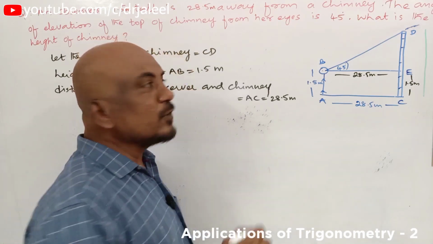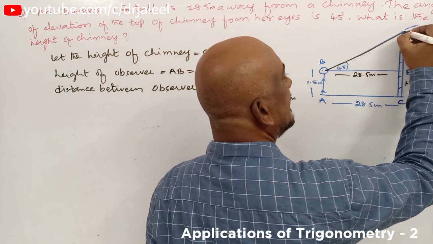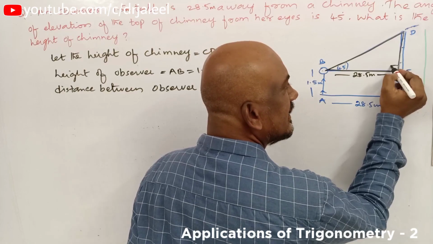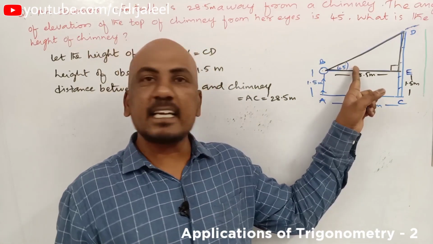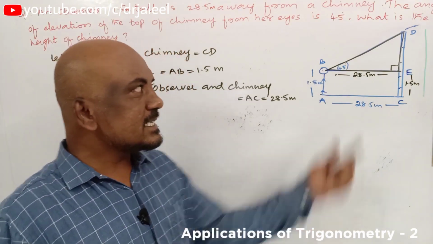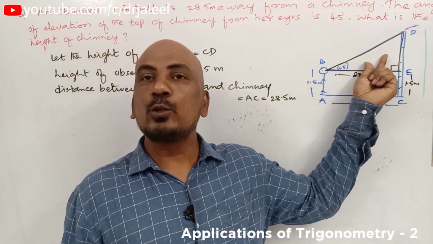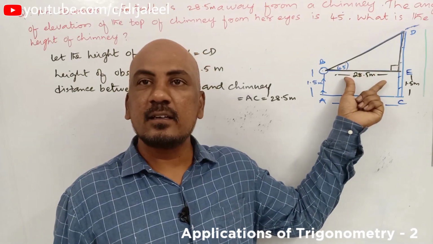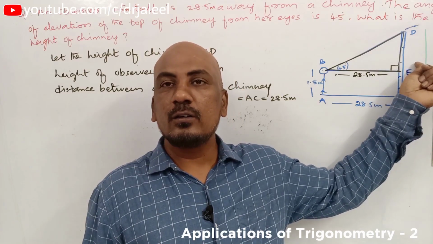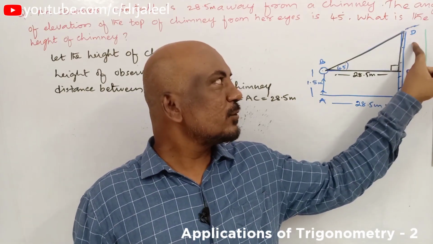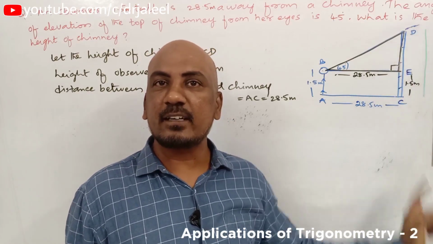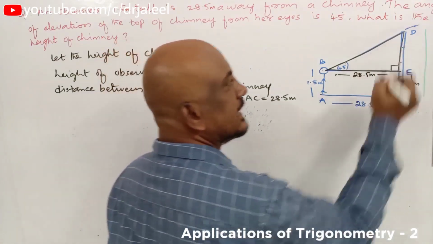So here, where do you find the right angle triangle? Yeah, this is the right angle triangle BED. In this, E is right angle and the acute angle is given as 45 degrees. So in this triangle, do you know any side? Yes, this side is 28.5 and this side, if you know, you will get the answer. Why? Because if you know this side, if you add 1.5 to that side, you will get the height of the chimney. So let us name these sides.